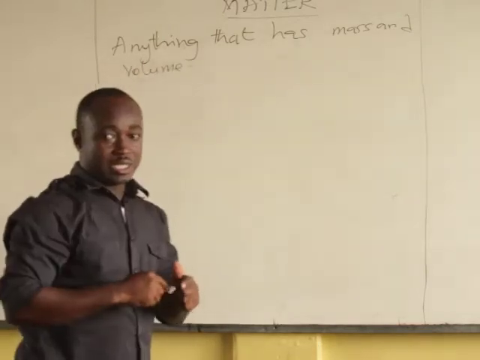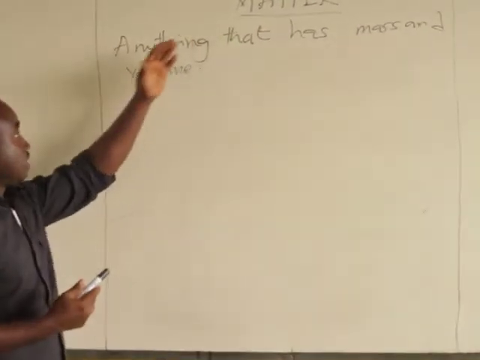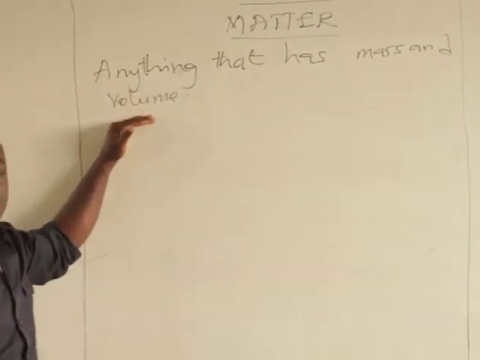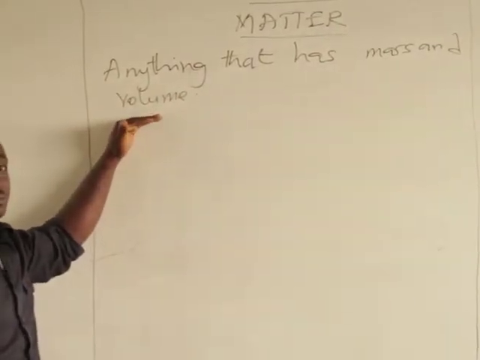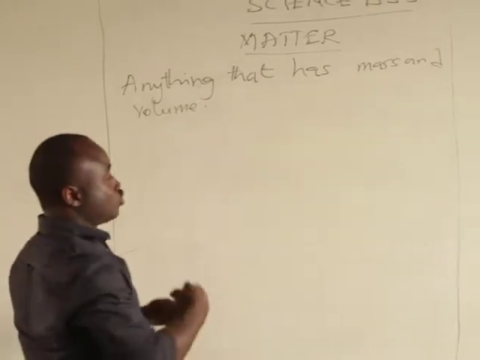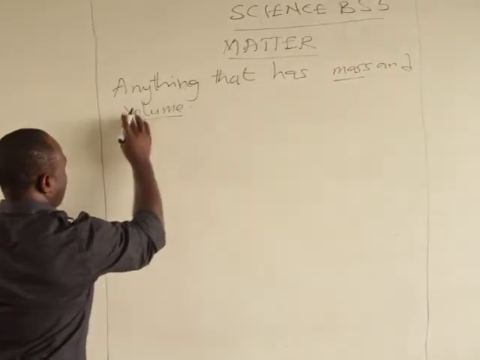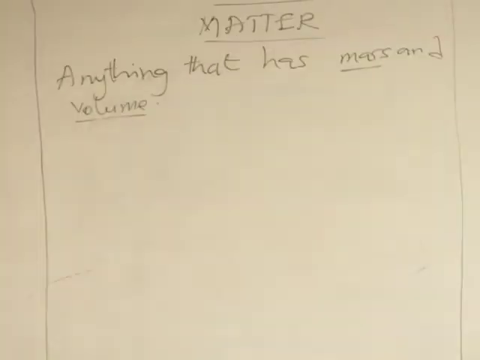That is anything that has mass and volume. That is matter. Now, let's look at two important words here. That is the mass and volume.